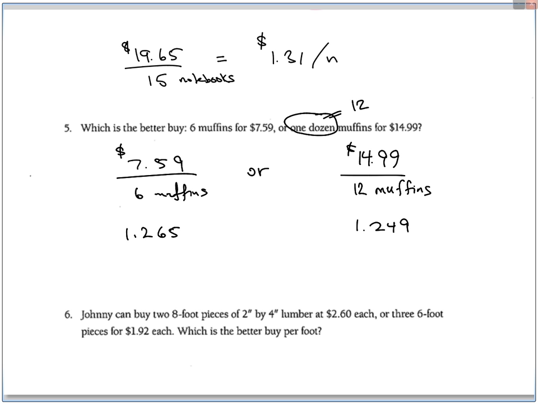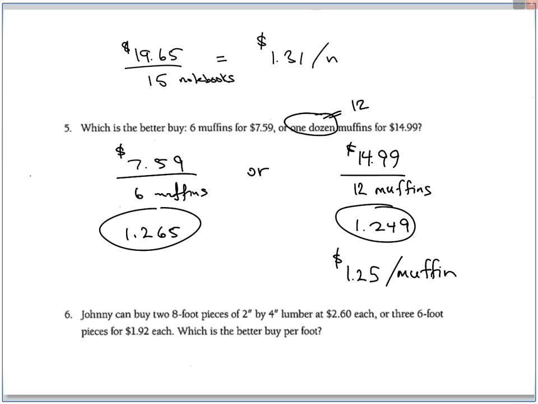Alright, so this one's cheaper, and after rounding that would be $1.25 per muffin. After rounding on this one, it would be $1.27 per muffin. Remember for money, you have to only go to 2 decimal places.